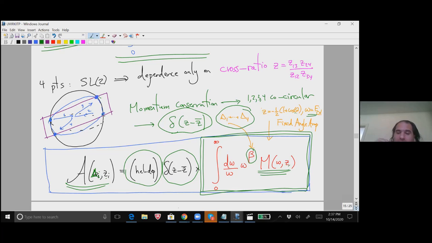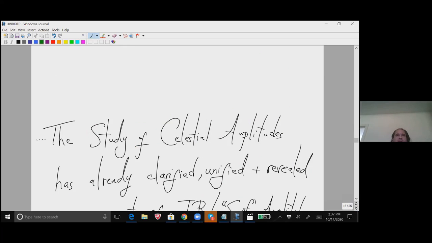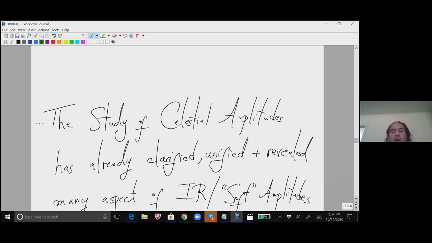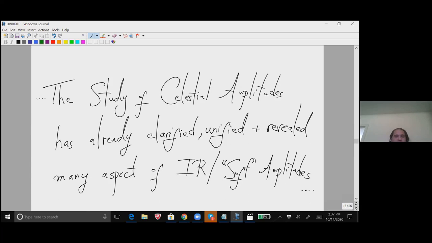All right, so we're talking about boost eigenstates, and the scattering of boost eigenstates is simply related to ordinary amplitudes that we know and love by a Mellin transform. Now we're going to be studying some properties of that Mellin transform to learn some interesting things about ultraviolet physics. As I said, the study of celestial amplitudes over the past number of years has already clarified, unified, and revealed many beautiful aspects of infrared amplitudes, soft amplitudes, and so on.